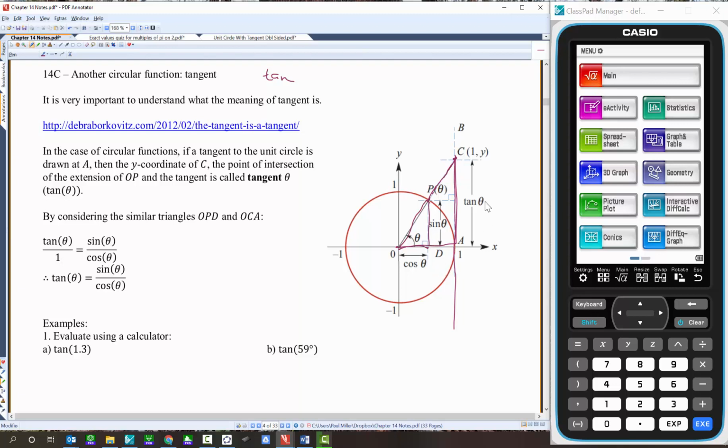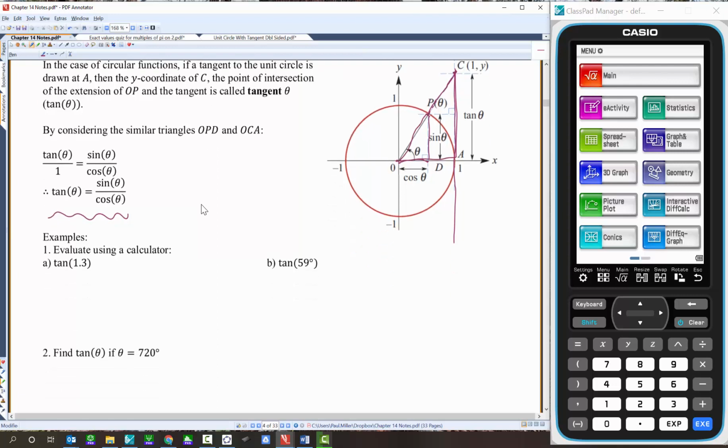Okay, so we've got tan over 1, opposite over adjacent. Tan over 1 is going to be the same as sine over cosine, opposite over adjacent, and therefore tan of theta is equal to sine on cosine. That's really important to know. That identity will come in very handy.